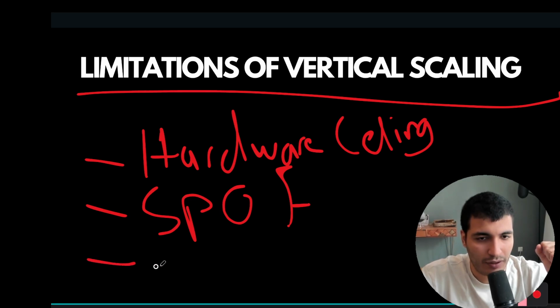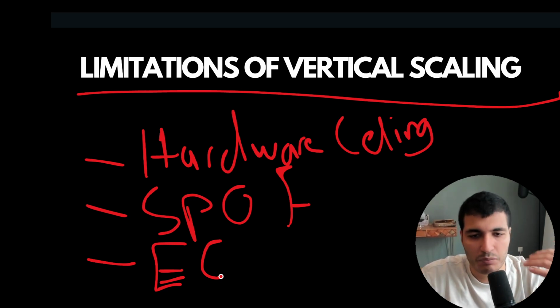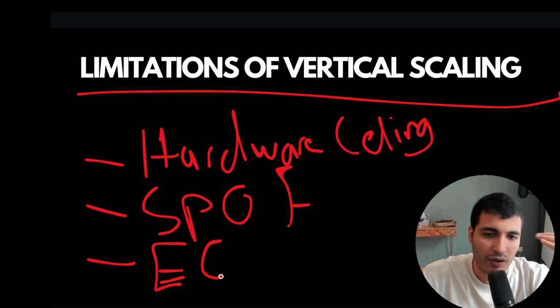Number three, exponential cost. Beyond a certain point, the cost of these high-end, top-tier machines grows exponentially. The most powerful cloud database instances can become incredibly expensive.